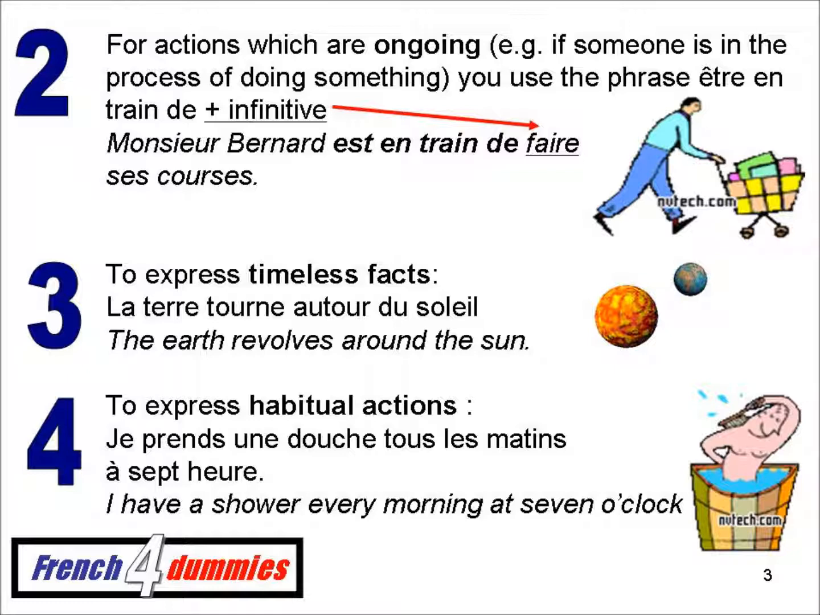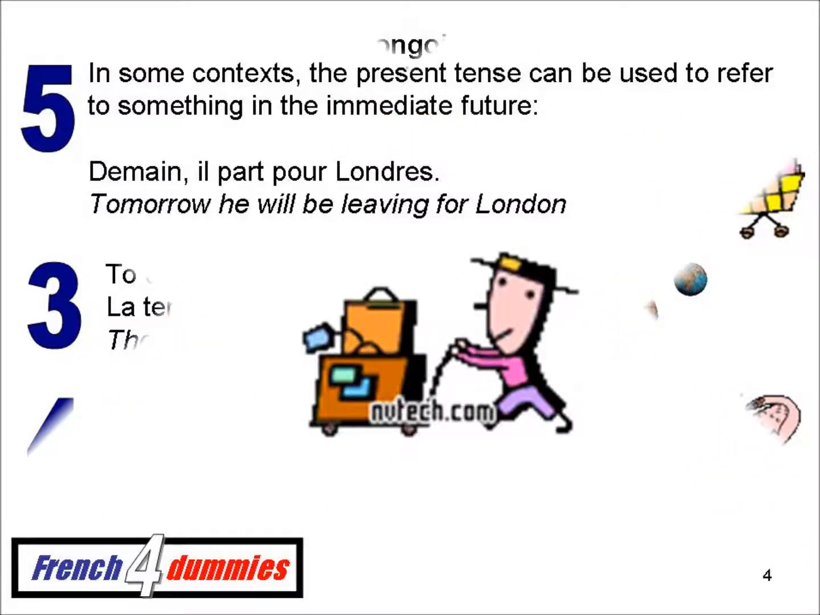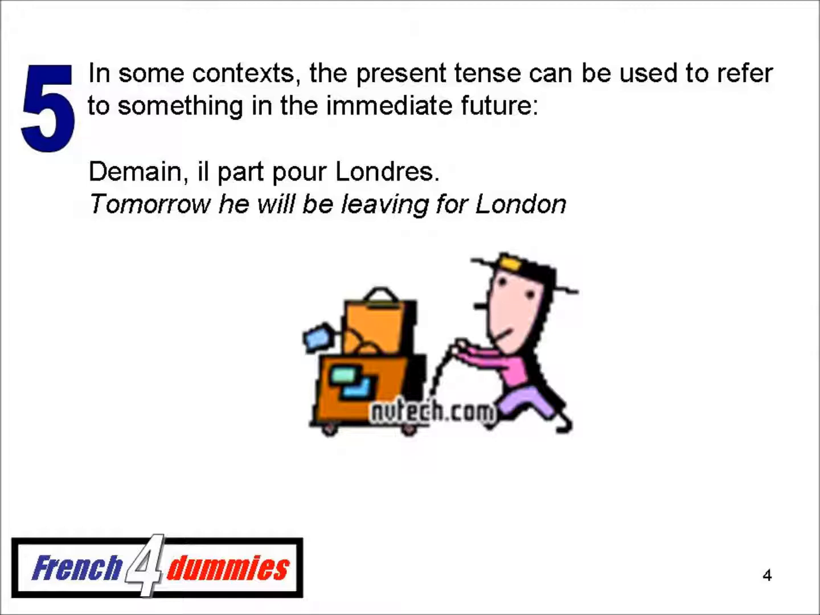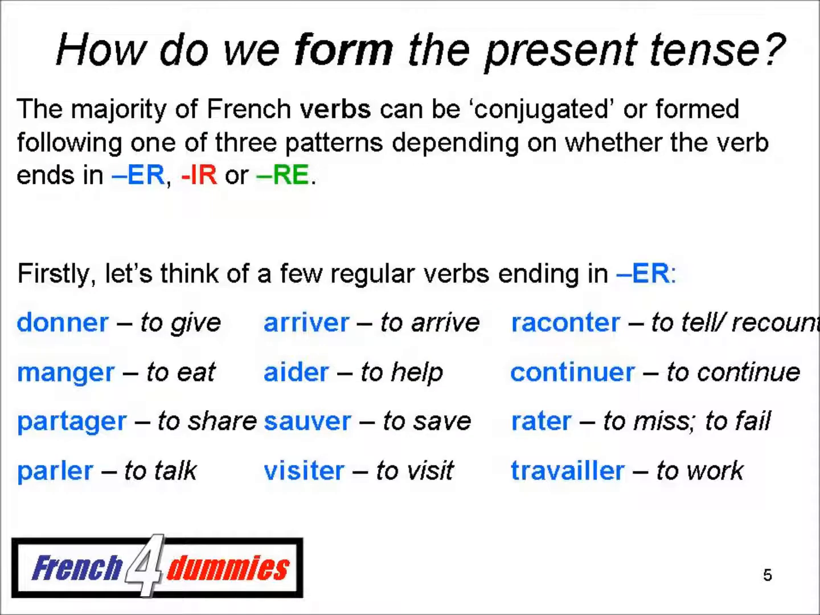Number three, you have timeless facts. For example, la Terre tourne autour du soleil. Number four, you have habitual actions, something you do on a daily basis, for example. In some contexts, the present tense can be used to refer to something in the immediate future. For example, demain il part pour Londres.